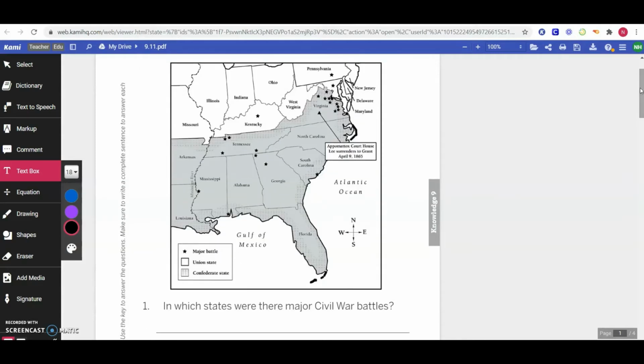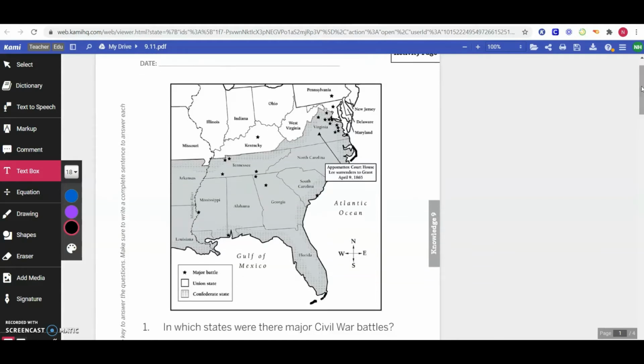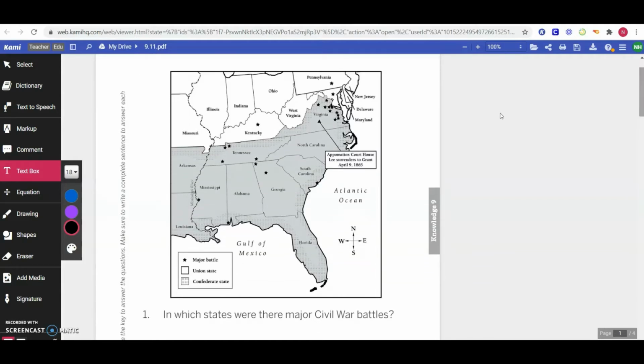All right, my friends, on that first page of the PDF attached to today's assignment, there is a map of part of the United States. In this map, we can see that these states that are shown here in plain white were Union states. States that are shaded in gray were Confederate states. The star, our key or legend, is telling us that these stars represent locations where major battles were fought.